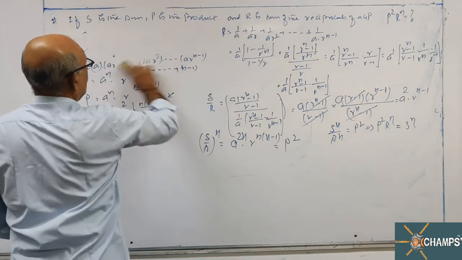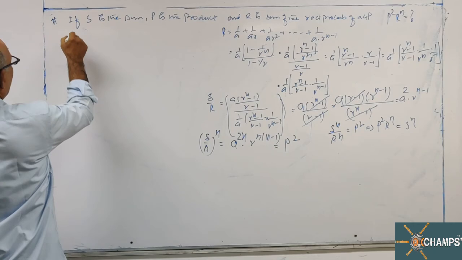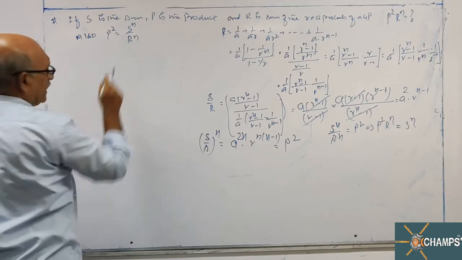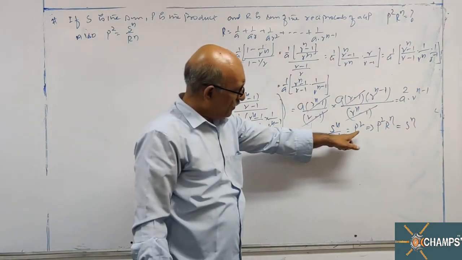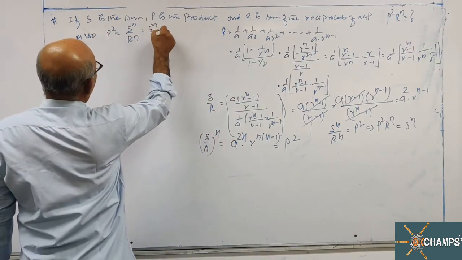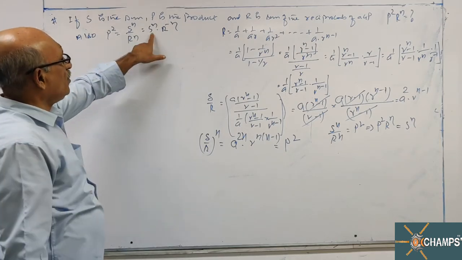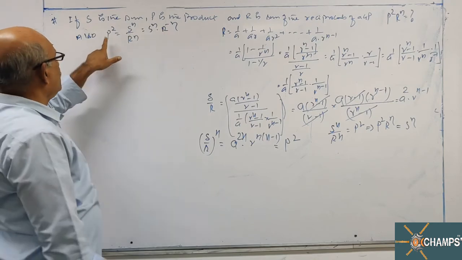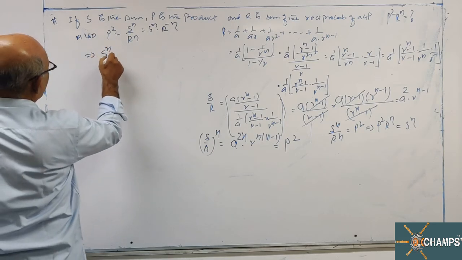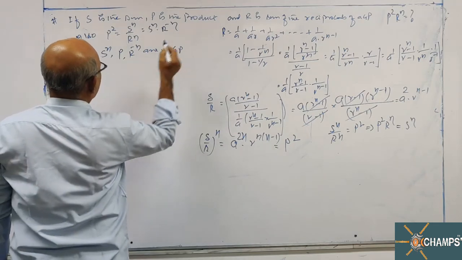Now this side, I'll rub this part also. p square is equal to s power n by r power n. This is s power n into r power minus n. Square of the middle term is equal to product of first and last, implies s power n, p, r power minus n are in geometric progression.